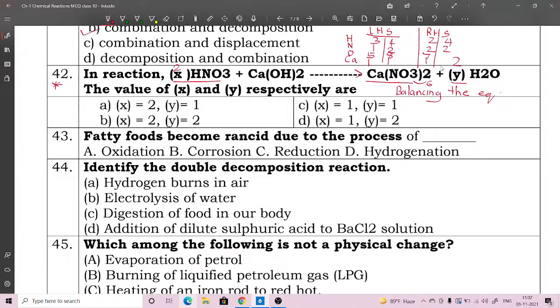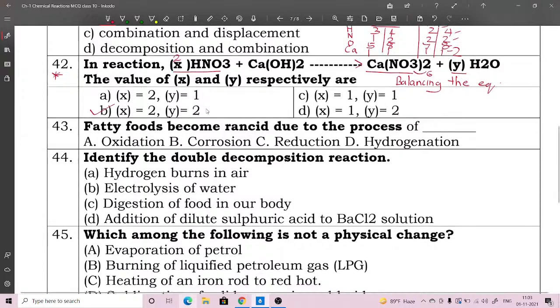Oxygen 3 to the 6 and 2, 8. And calcium is 1. So balance. So the correct option should be 2 and 2. Option number B, 2 and 2.